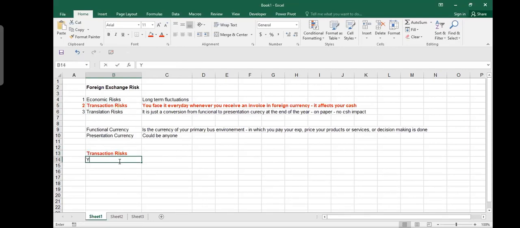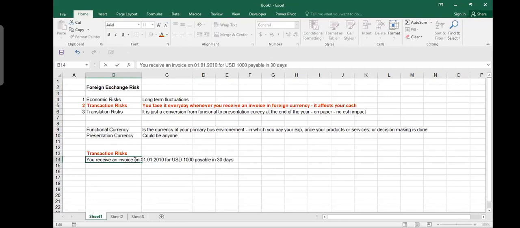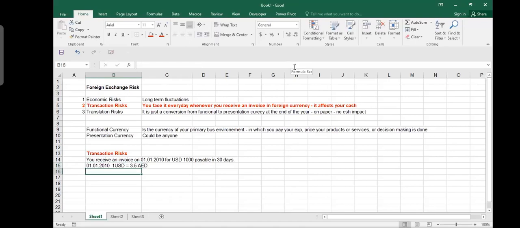Let's suppose that you receive an invoice for USD 1000 payable in 30 days. So you receive an invoice on 01/01/2010 for $1,000. You have to pay it in 30 days. And then they tell you that on 01/01/2010, 1 USD is equal to 3.5 AED. So the exchange rate is 1 USD is equal to 3.5 dirhams at that particular date.